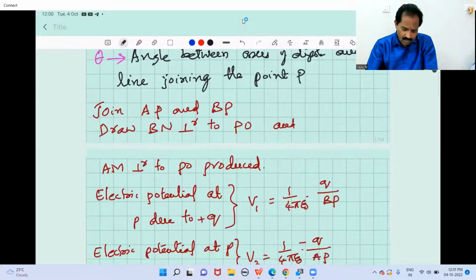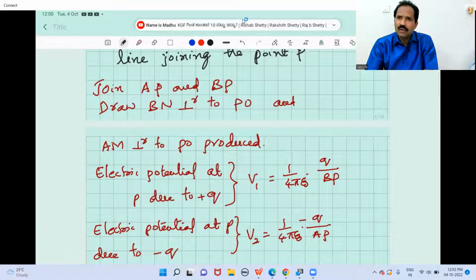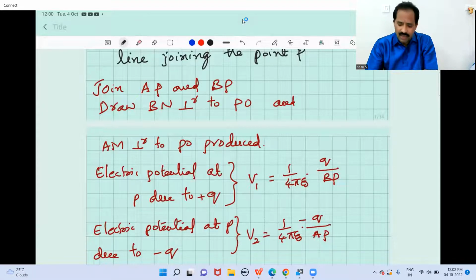Now, very simple. I want to find out the electric potential at the point P. Obviously, we have two charges, one negative and one positive. The electric potential at P is due to both the charges, due to minus Q and due to plus Q. Now, the electric potential at the point P due to plus Q, let it be V1. V1 equals 1 by 4 pi epsilon naught, Q by d. That means Q by BP, where BP is the distance between the charge Q and P. We know this.